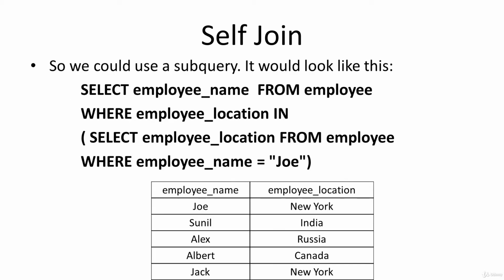We could use a subquery, and we saw that earlier in the subquery lecture. I could say SELECT employee_name FROM employee WHERE employee_location IN, and then I have my subquery there in parentheses: SELECT employee_location FROM employee WHERE employee_name = 'Joe'. That will bring back New York, and then the outer query should bring back Jack. Okay, so that's one way to do it.